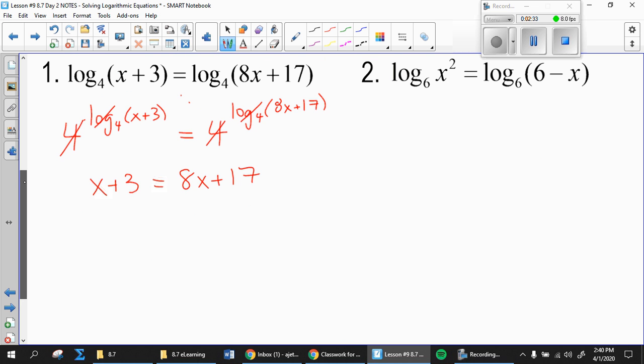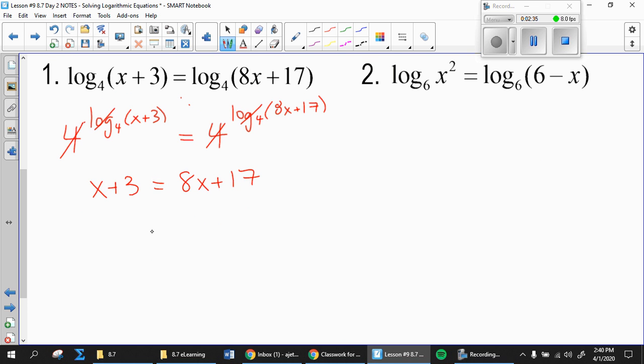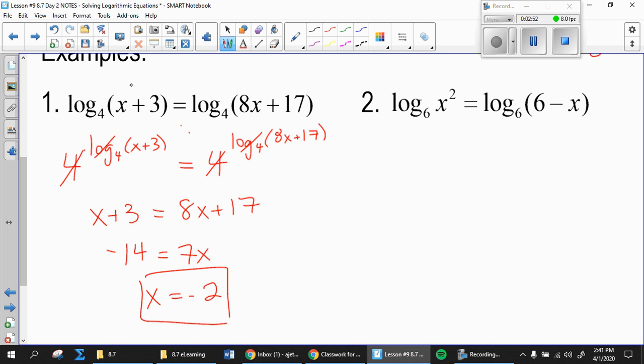From that point, all we're doing is solving this. This is just simply a linear equation. So we're going to subtract x, we're going to subtract 17, and we're going to solve that. So we're going to get x equals negative 2. So then the only thing we have to do is make sure that's not an extraneous solution. When I plug it in here, I get negative 2 plus 3 is 1. That's good. Plug it in here, I get negative 16 plus 17. That's 1 as well. So we're good.